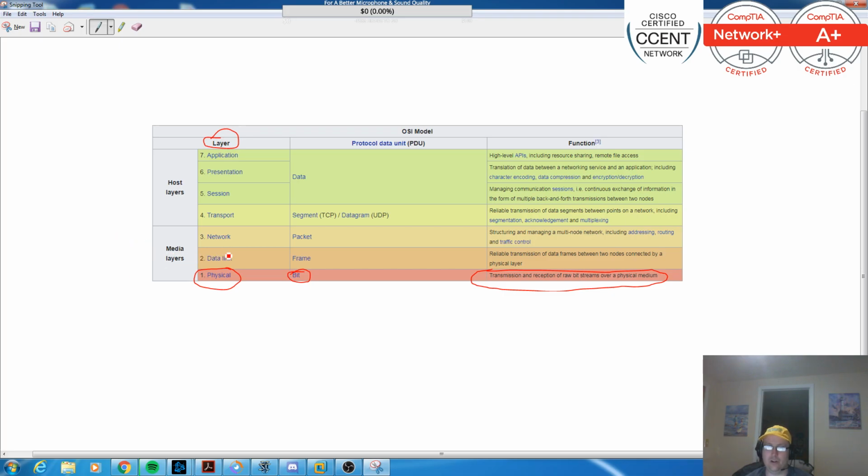The Ethernet card also sits on these two layers. Most people say that the data link layer is what the Ethernet card mostly does, but you always hear one and two. I've always heard that the NIC works between both of those layers. Data link units are frames, and it is the reliable transmission of data frames between two nodes connected by the physical layer. So you already see that they're working off of each other.